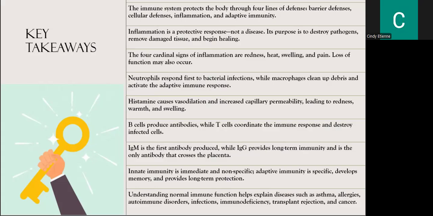I really hope this helps. Take advantage of this. And when you go to different disease processes, try to incorporate it to the inflammatory response. Which part of the immune response is being affected at this time?